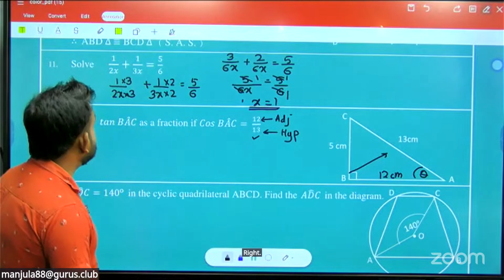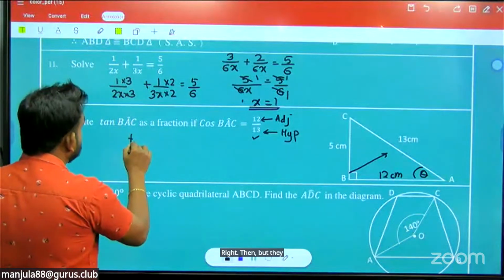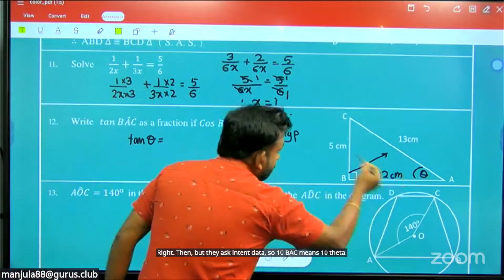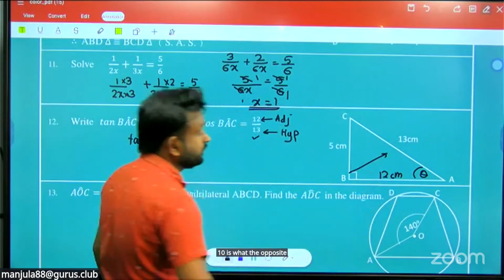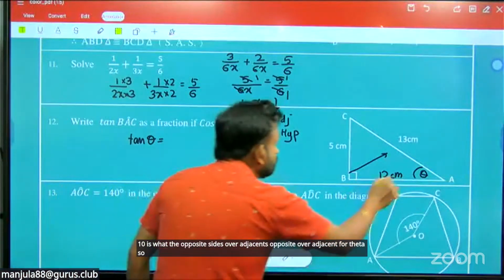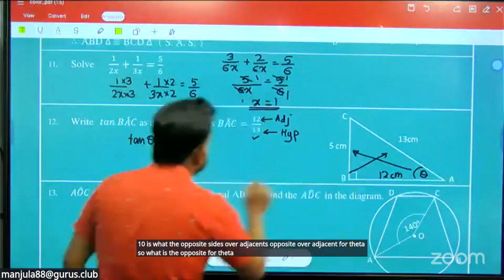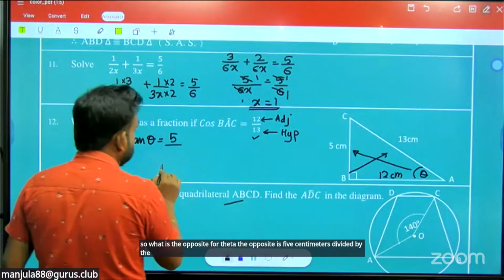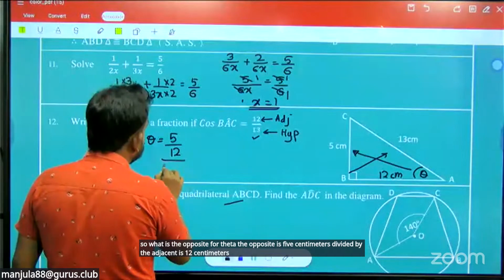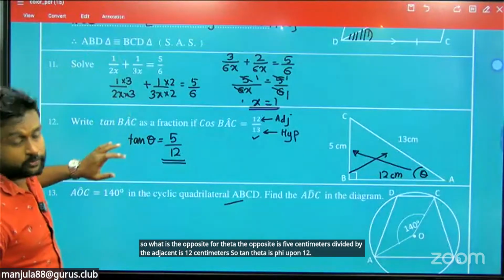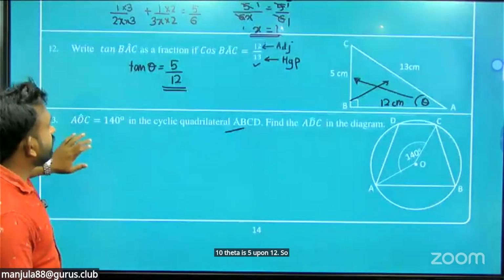Then, they ask for tan theta, so tan BAC means tan theta. Tan is the opposite side over the adjacent. So what is the opposite for theta? The opposite is 5 centimeters and the adjacent is 12 centimeters. So tan theta is 5 upon 12. So that is the answer, 5 upon 12.